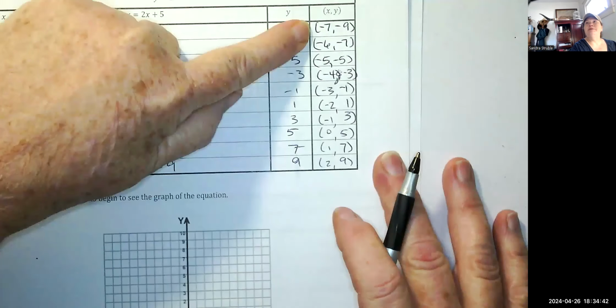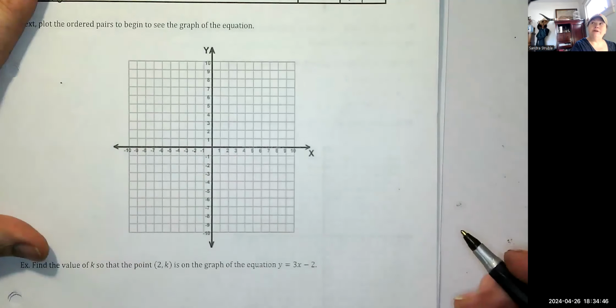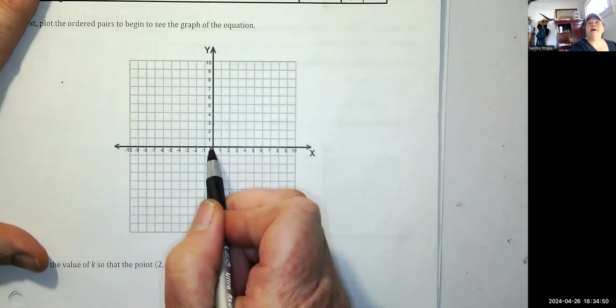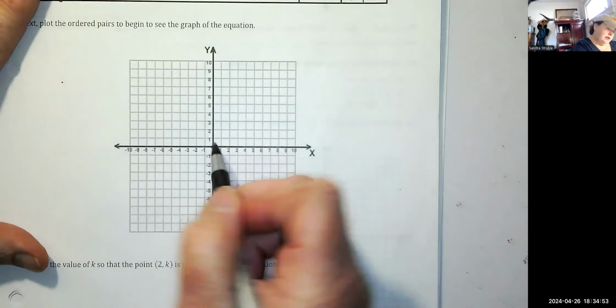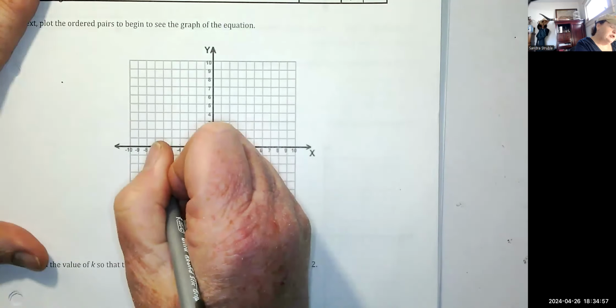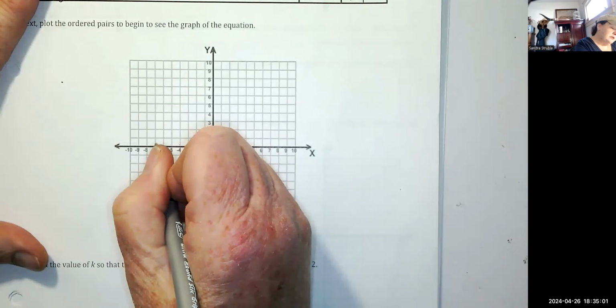So I'm going to start with the -7, -9. Coming down here, I'm going to plot -7, -9. The -7 is for my horizontal axis, starting at the origin, okay? And so I'm going to go -7: 1, 2, 3, 4, 5, 6, 7. Do not put a point there. That's just a placeholder. And now we're going to go up to 9.